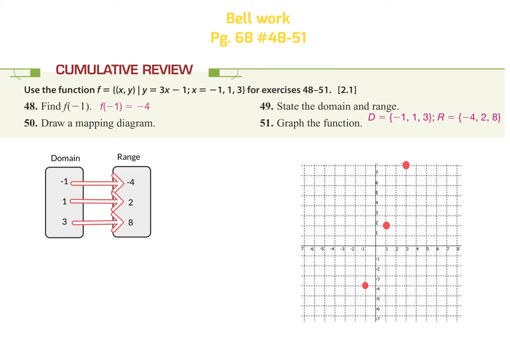This was not a line. Technically this represents a linear equation, but they gave you 3 specific domains, right? 3 specific numbers. They didn't say it was all real numbers. So you didn't even have to connect these dots. You literally just had to put the 3 dots on the coordinate plane.